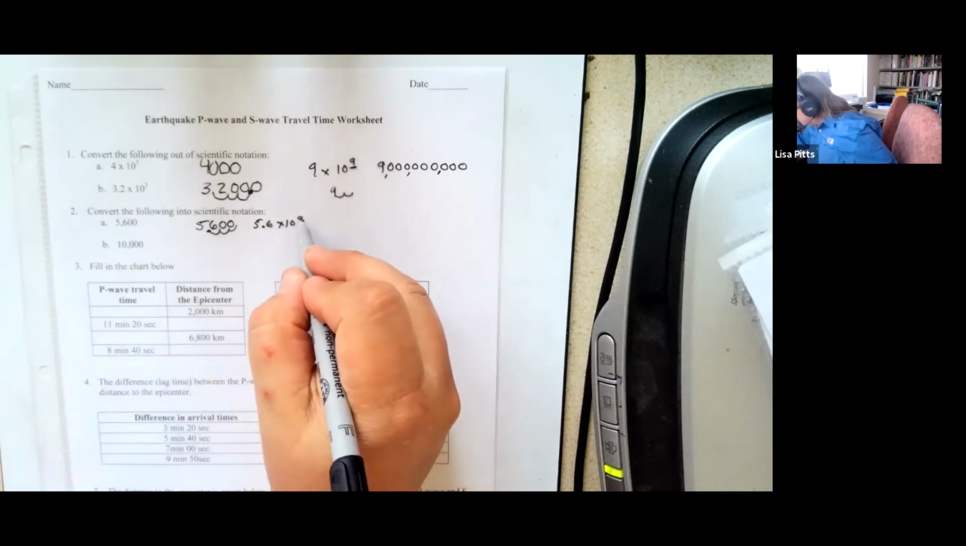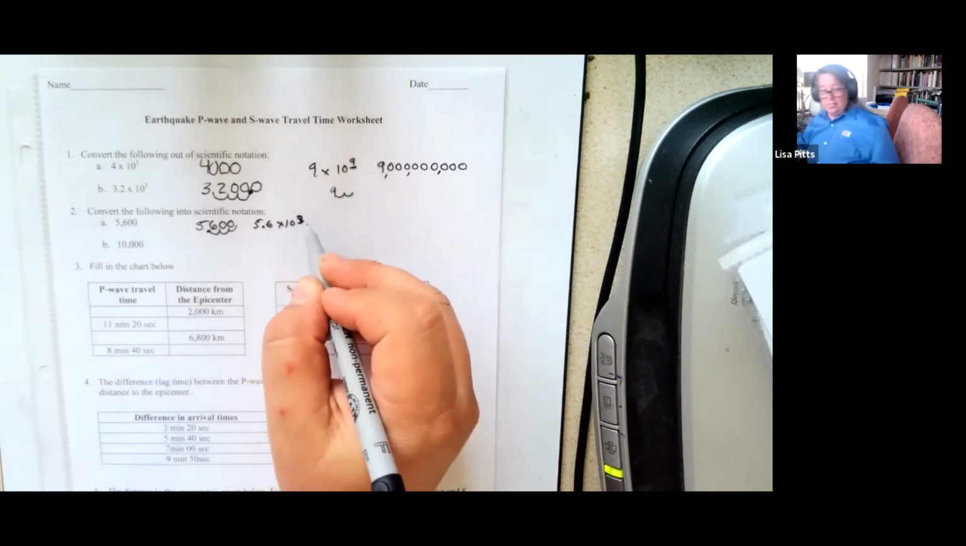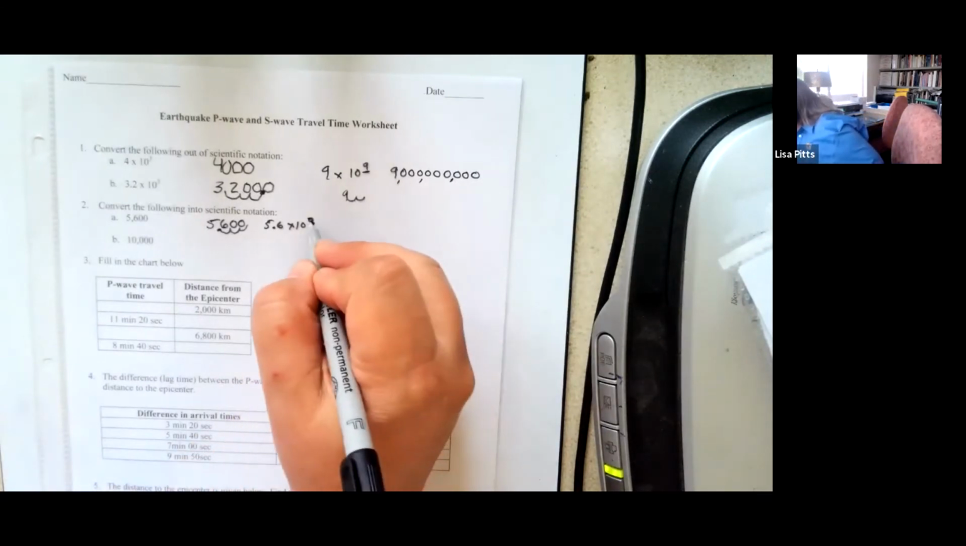to the 3. That 3 is ugly, but it's a 3. I promise it's a 3. It doesn't look like a 3, but it is a 3.